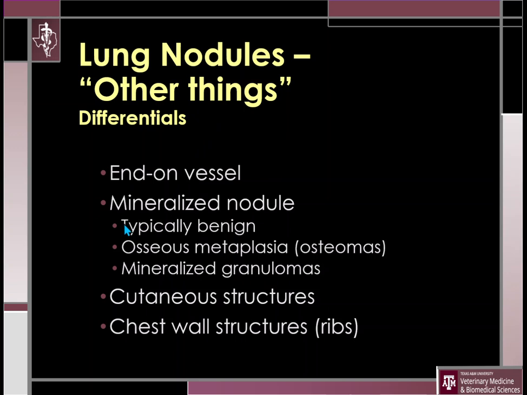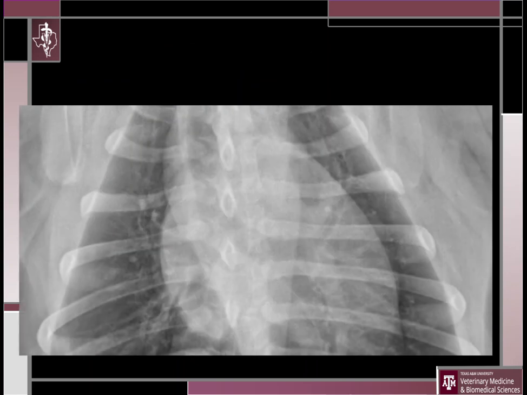End-on vessels, the mineralized nodules that we just talked about, which are typical benign osseous metaplasia or osteomas. And then sometimes you can have things on the chest wall or cutaneous tissues that make it look like it's in the lung. This is just an example of an end-on vessel. Here's a soft tissue nodular focus, but if you trace it, there's a vessel that's coming right to it. It's the same size.